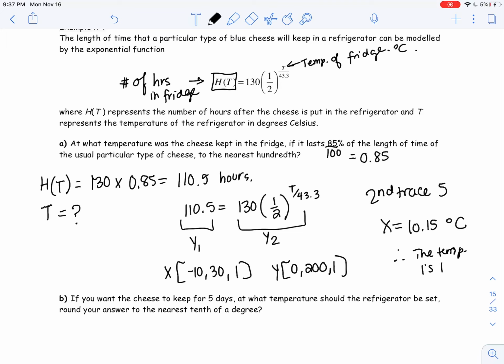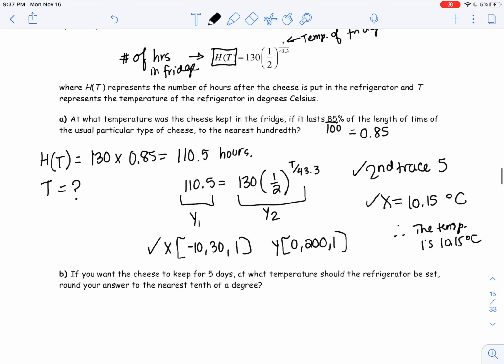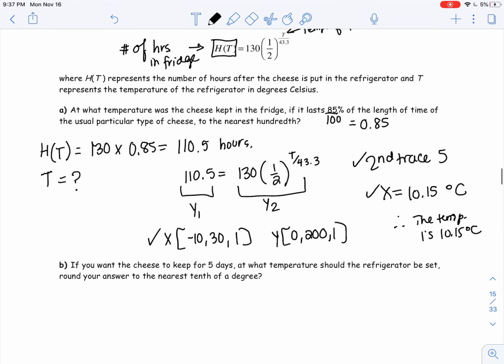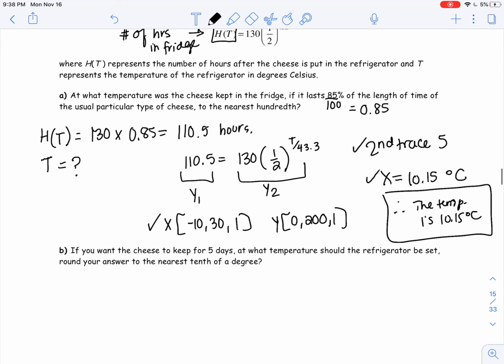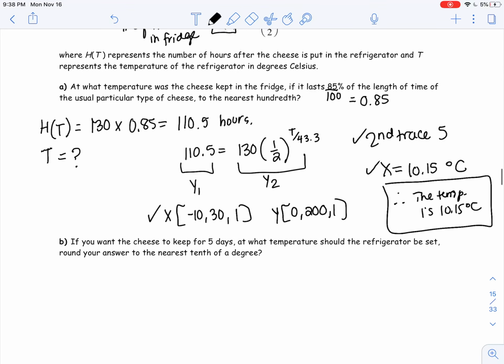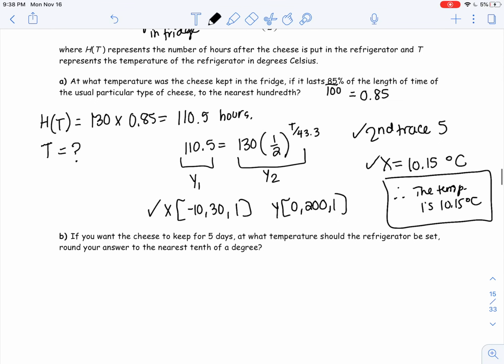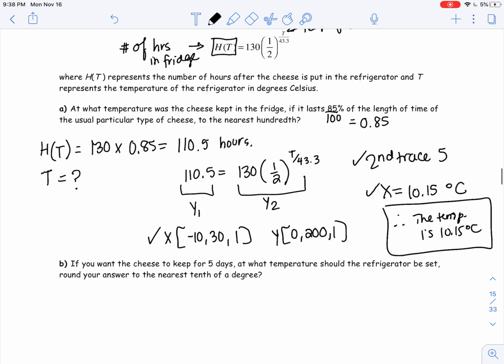So I want to say that therefore the temperature is 10.15 degrees Celsius, okay? So make sure you show your steps. This is how you show your steps. Show your window, show what buttons you're pressing, and then show your final answer. That's how you show your work when it comes to a graphical solution. Okay, so final answer is 10.15 degrees Celsius. Always the x coordinate is what you're looking at.